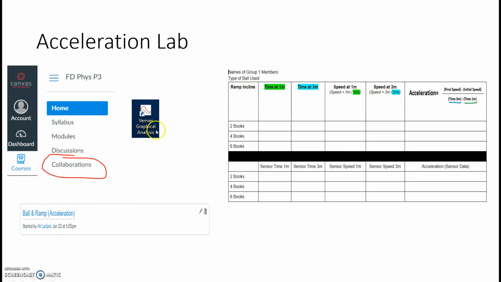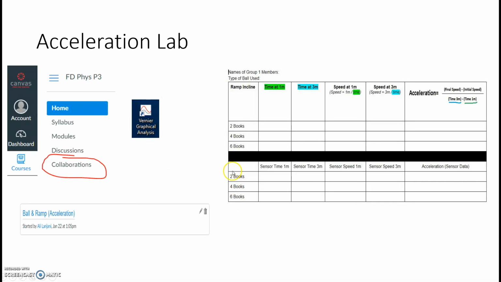We're also going to need to open up and launch the Vernier Graphical Analysis. Most of you downloaded this or saved this as an extension to your Chrome browser. If you don't remember how to access it, or if you didn't save it as an extension, go to the Chrome Web Store and just search Vernier Graphical Analysis, and it should pop up right away. You can either download it or launch it, depending on whether it's on your Chromebook already.